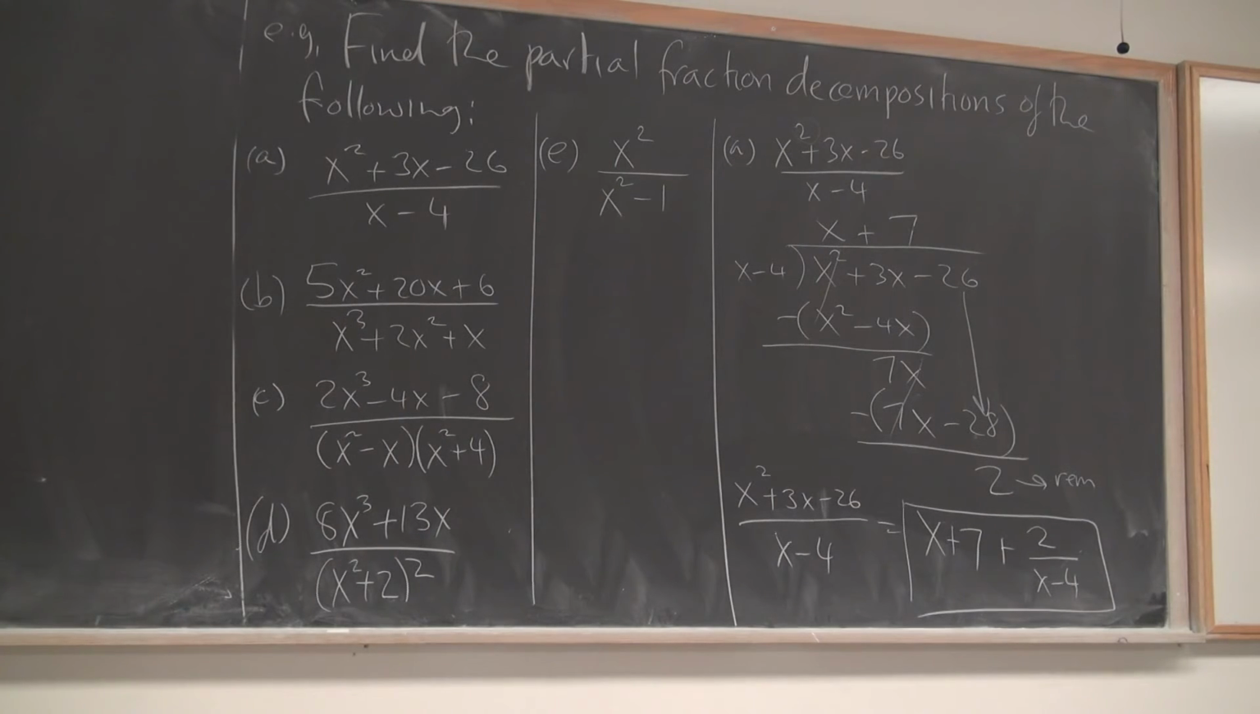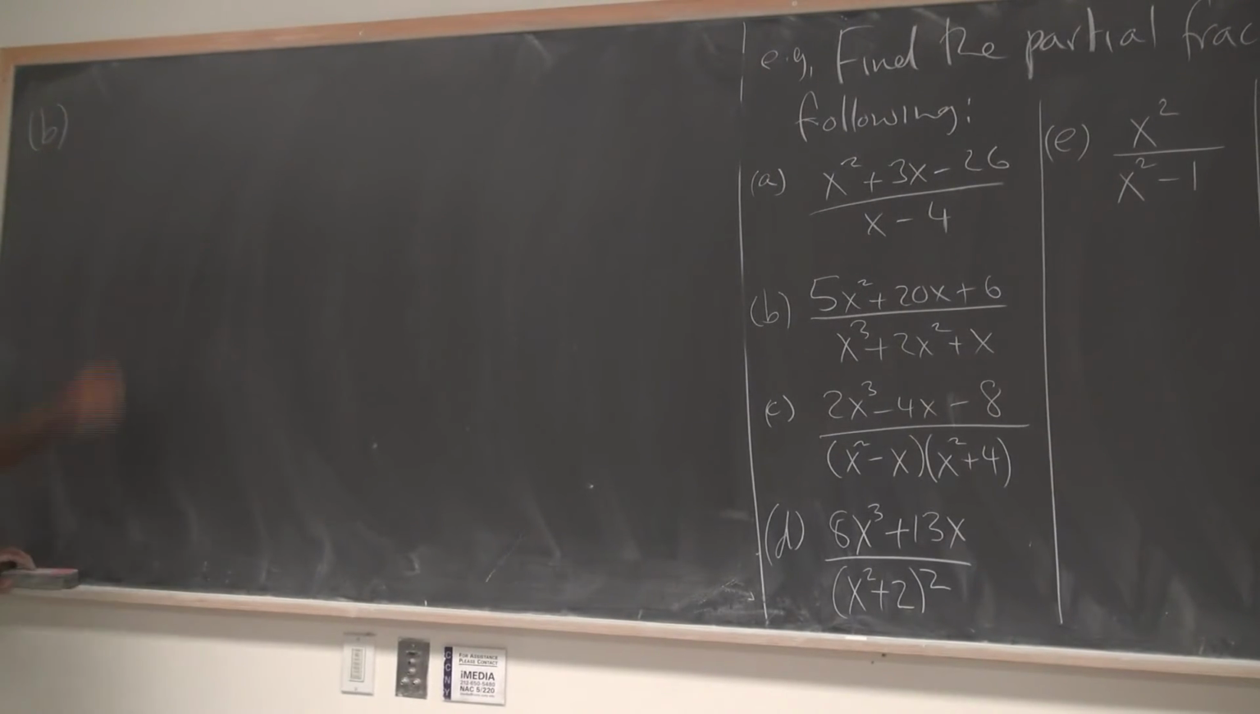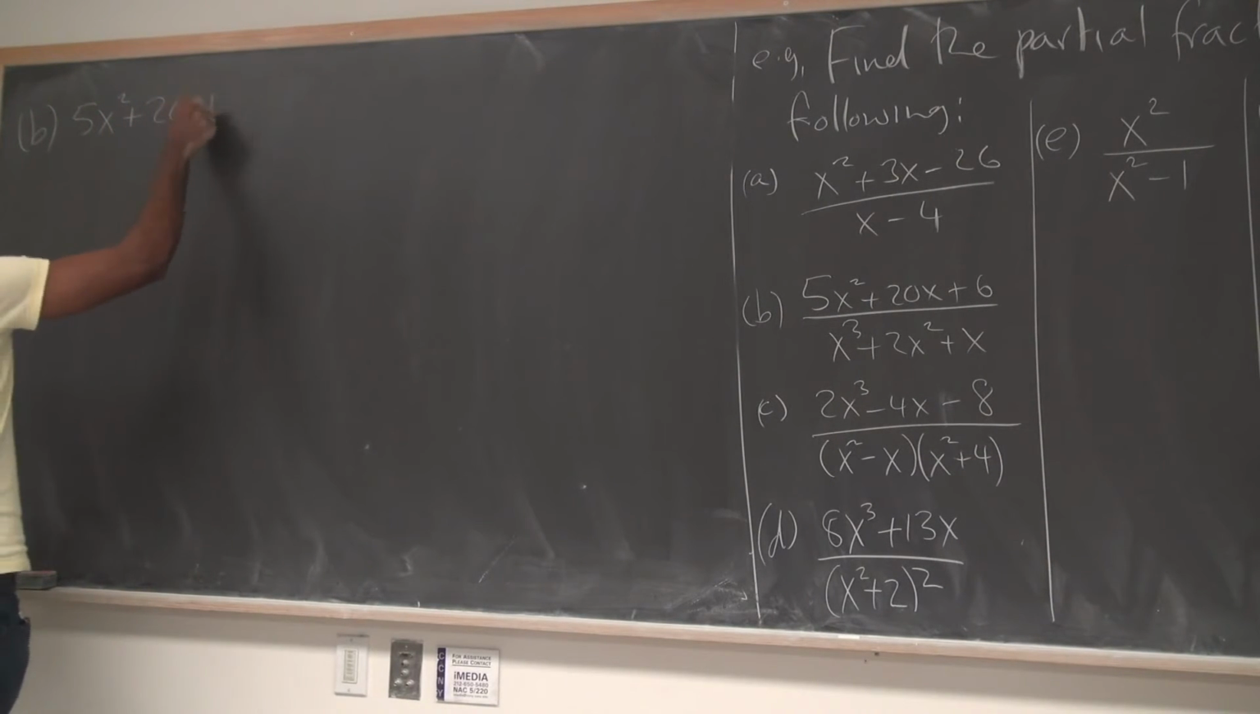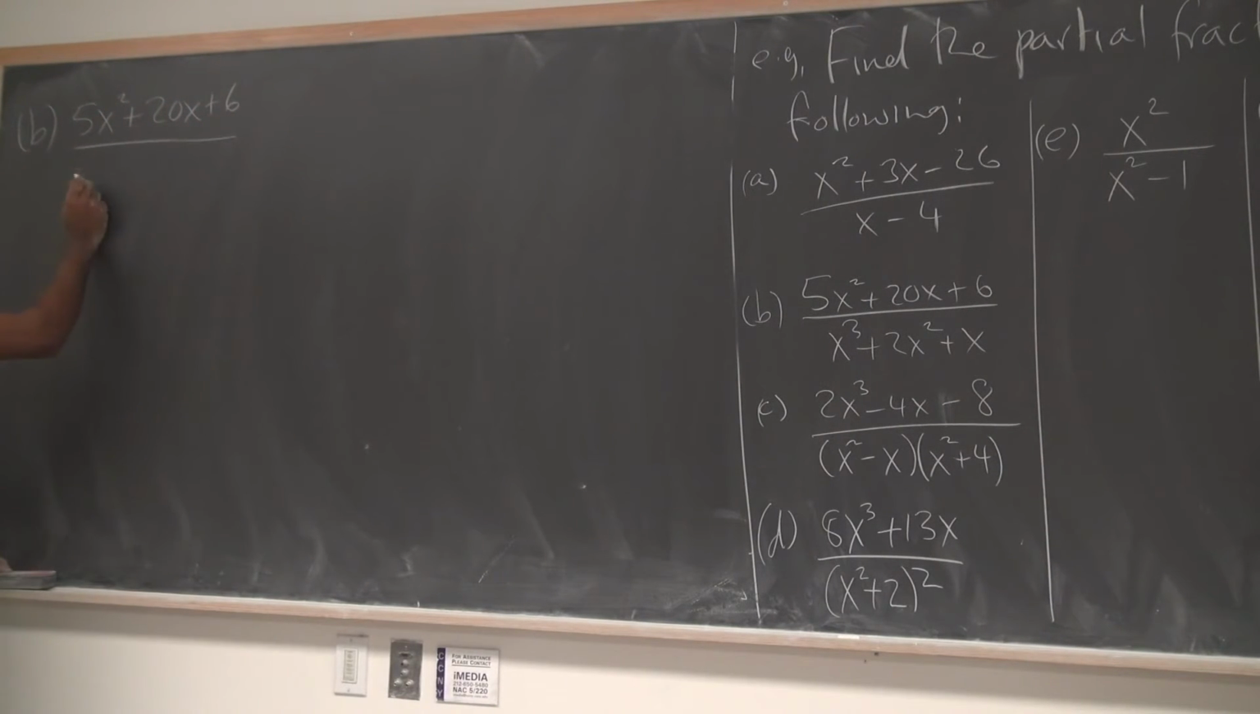What about B though? 5x squared plus 20x plus 6 over x cubed plus 2x squared plus x.